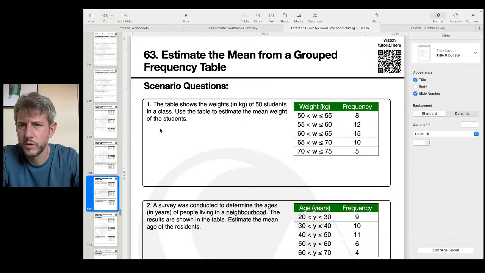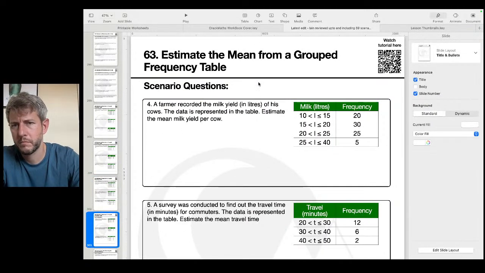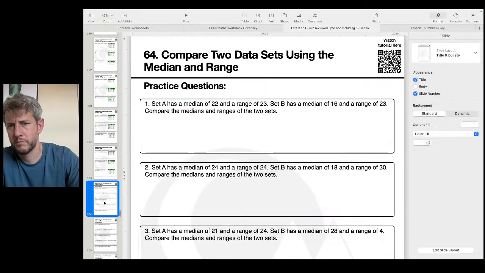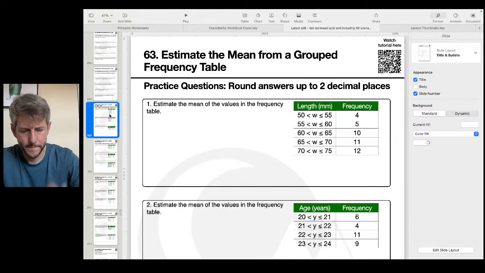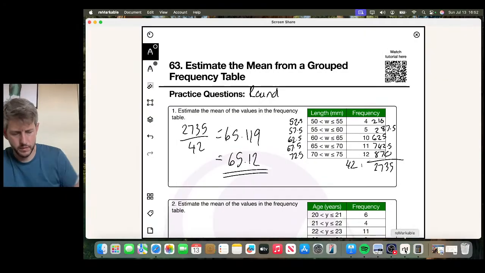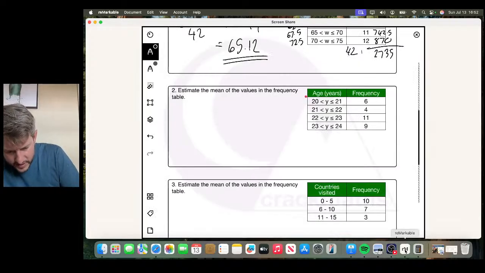Let's do the scenario ones while we're here as well. Okay, that's fine. Okay, so midpoints again.